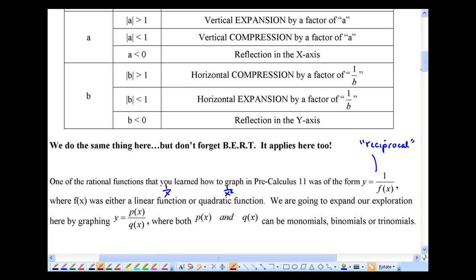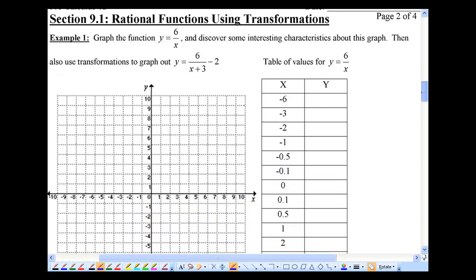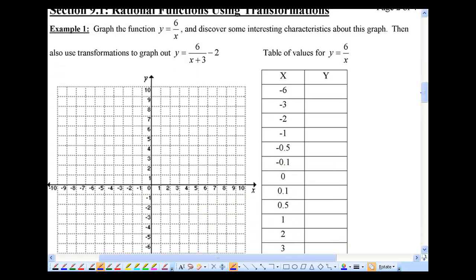So, are you ready? Even if you're not, too bad. Let's begin. Turn the page. Our first example here is I want you to graph the function y equals 6 over x. I'm going to ask you to discover some interesting characteristics about this graph and fill in the chart on the bottom there. Afterwards, I want you to use transformations to graph this other function, y equals 6 over x plus 3, then take away 2, and see what kind of interesting characteristics that one has. But let's deal with y equals 6 over x first.